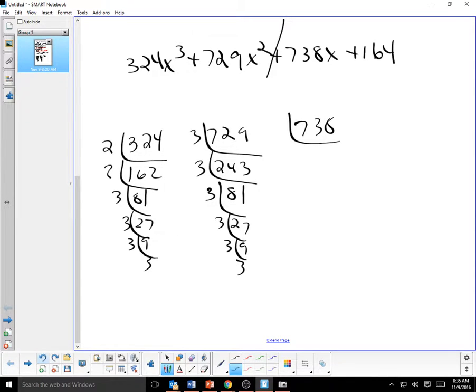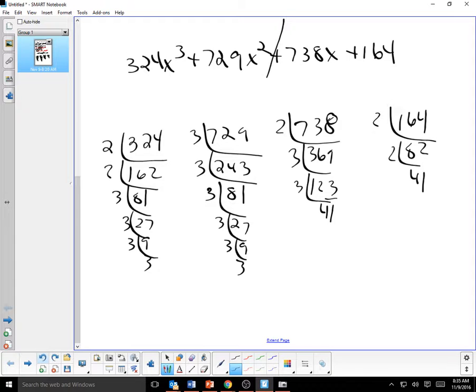738. 738 divided by 2 is 369. Divided by 3 is 123. 123 divided by 3 is 41. I think that's prime, isn't it? And then we got 164. Let's see here. 164 divided by 2 is 82. Divided by 2 is 41. So there's that. Okay. That's it.